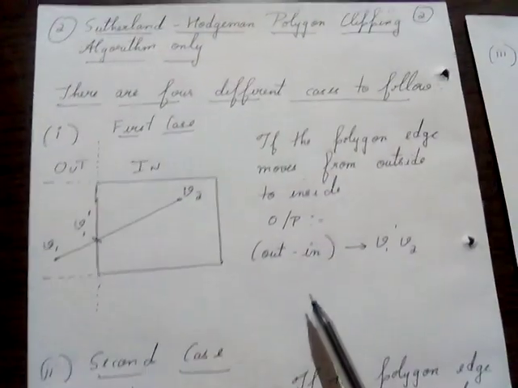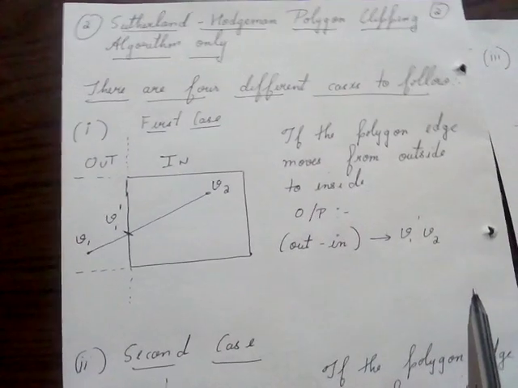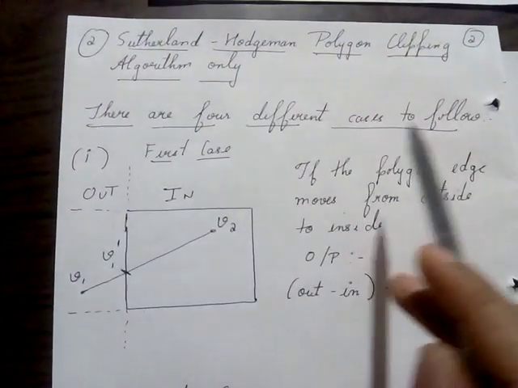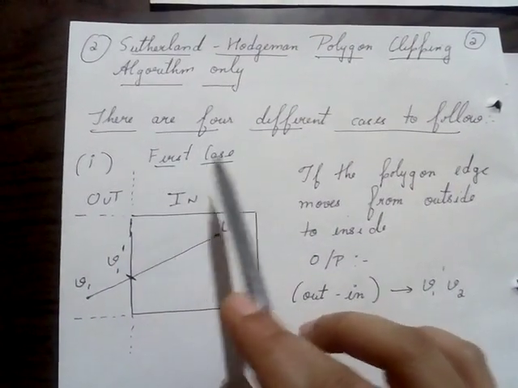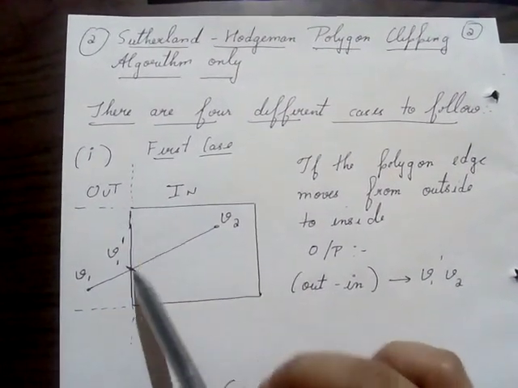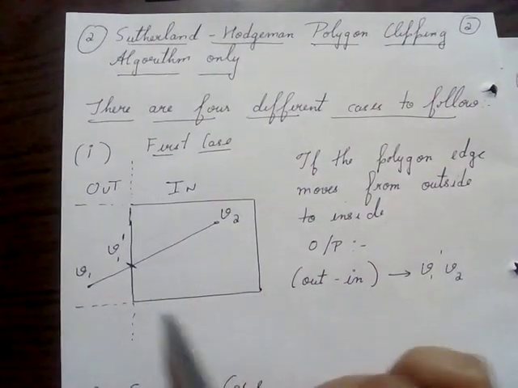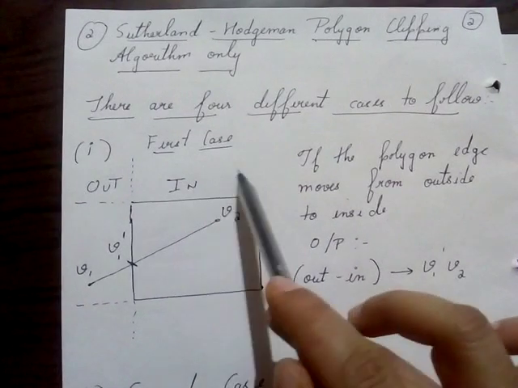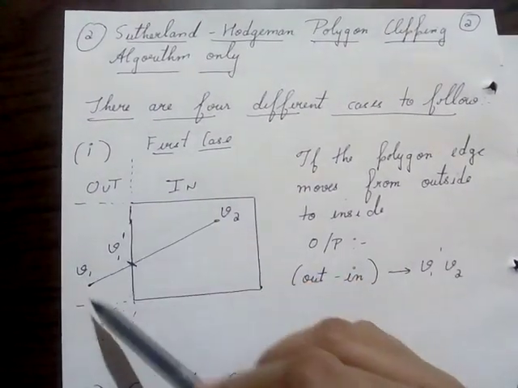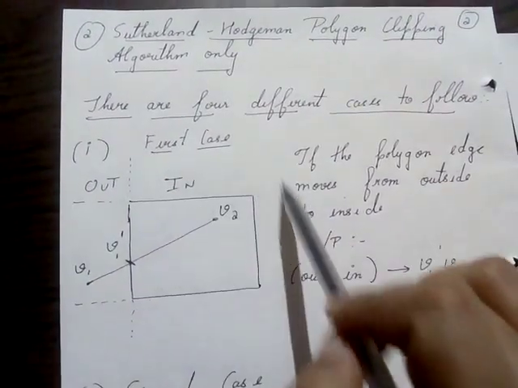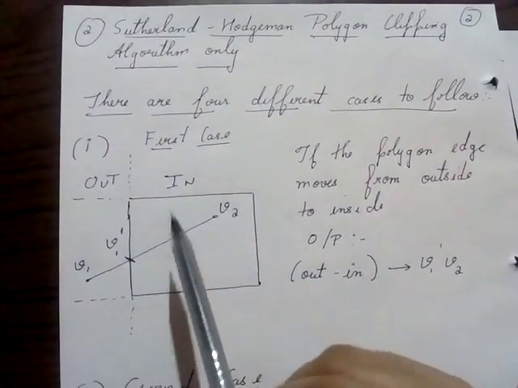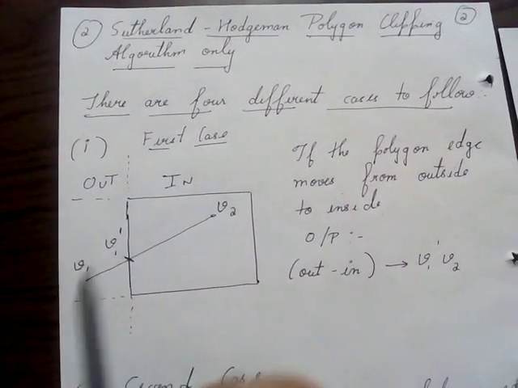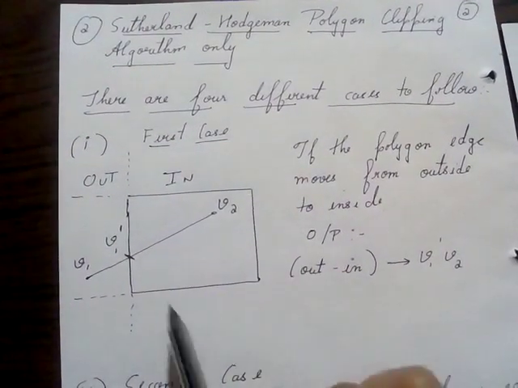Here we have to consider four cases in this algorithm. There are four different cases to follow. First case: consider this as a window, and this portion we'll call in, that means inside. Outside of the window we'll consider as out. You can consider this portion as out anywhere else also.